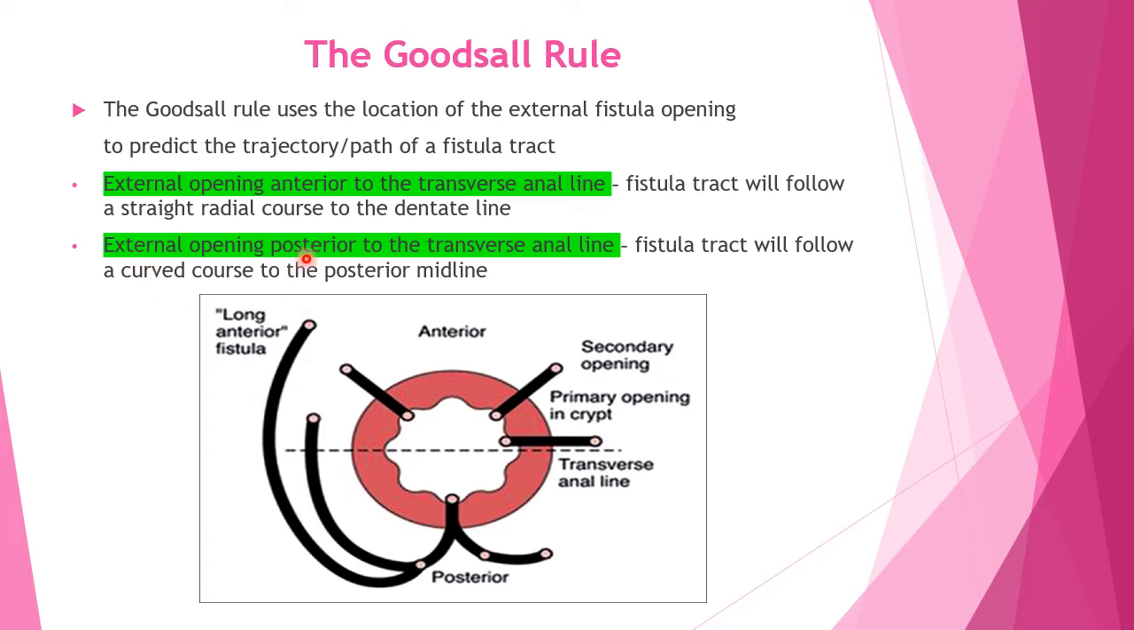When the external opening is posterior to the transverse anal line, the fistula tract will follow a curved course to the posterior midline, before joining the other tracts, probably from the contralateral area, to enter the posterior midline of the anal canal. There can be some exceptions where there can be a long anterior fistula communicating with these posterior ones, which are less common.